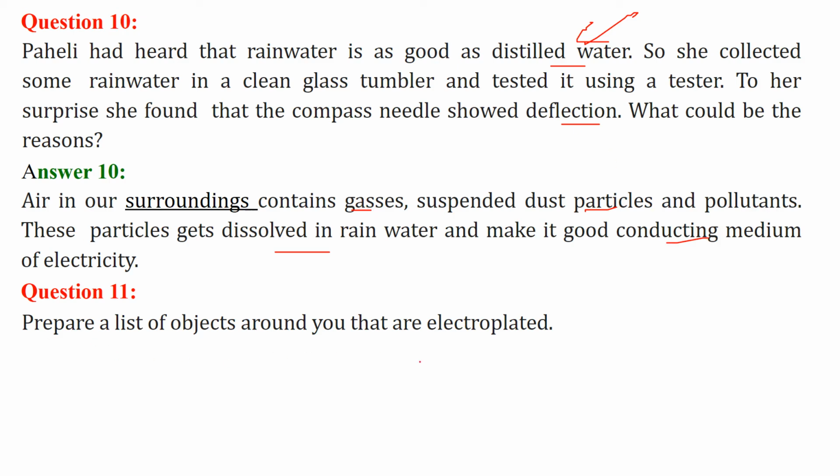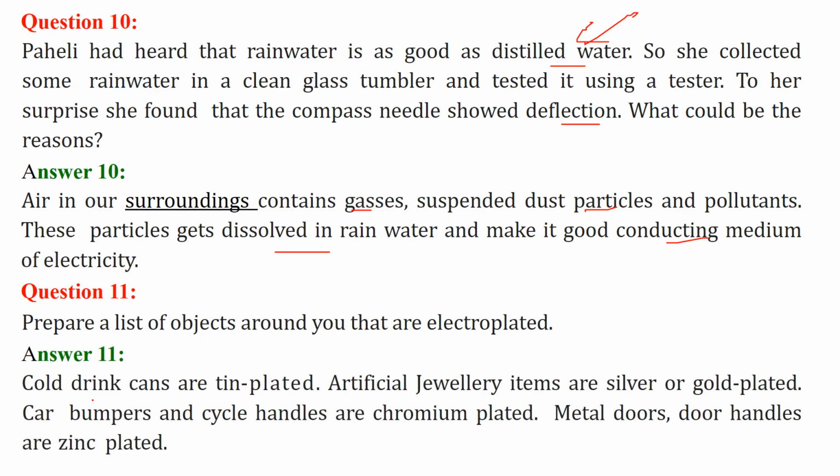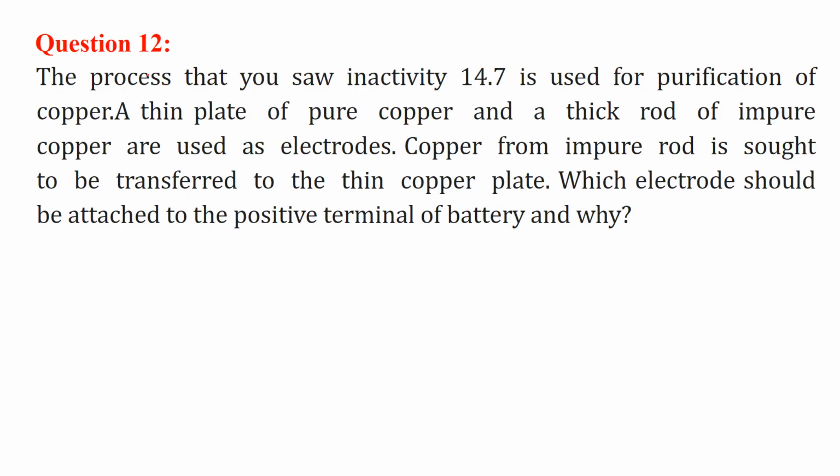Prepare a list of objects around you that are electroplated. You can answer like this: cold drink cans are tin plated, artificial jewelry items are silver or gold plated, car bumpers and cycle handles are chromium plated, metal doors and door handles are zinc plated.